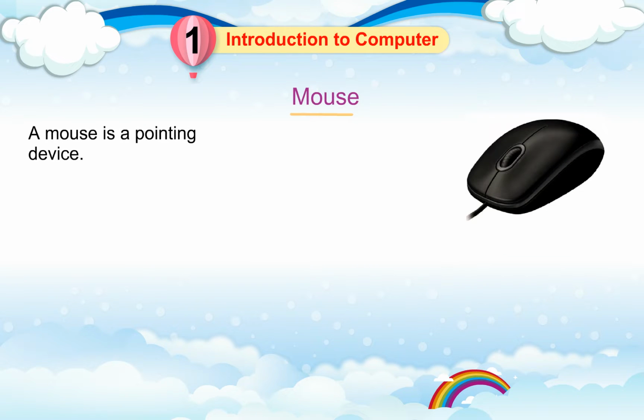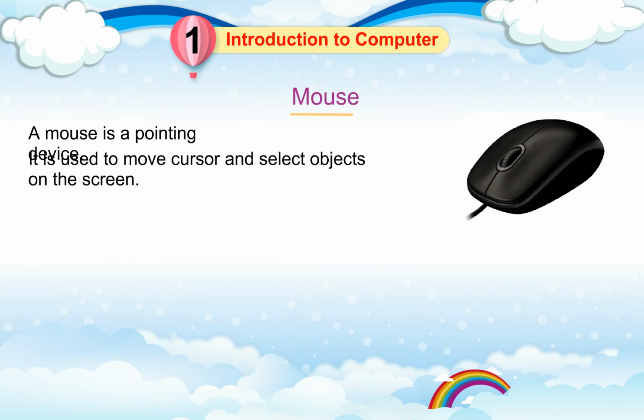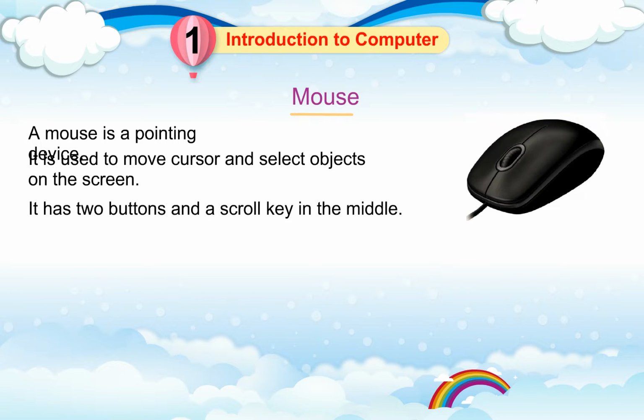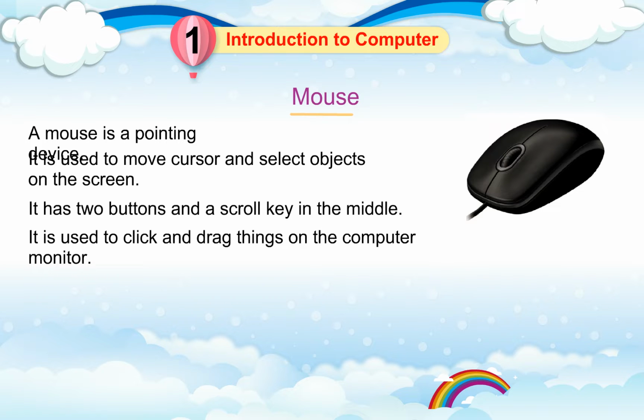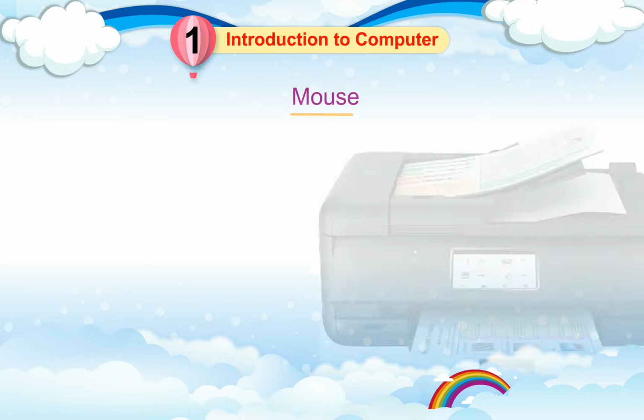Mouse. A mouse is a pointing device. It is used to move cursor and select objects on the screen. It has two buttons and a scroll key in the middle. It is used to click and drag things on the computer monitor.